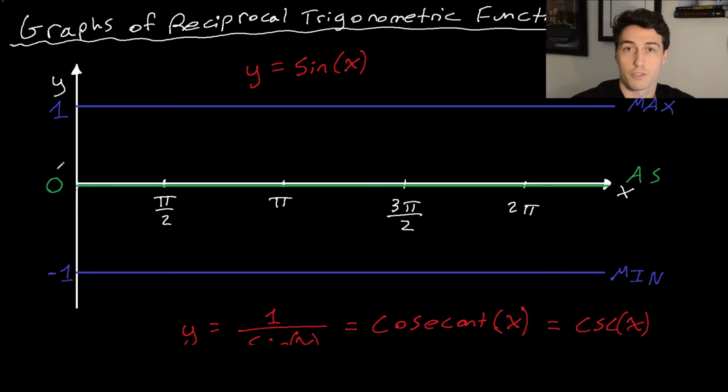So for these reciprocal trigonometric functions, like I said, they're all based on the primary trigonometric functions, which are sine, cosine, and tangent. Here we're going to go through the sine of x graph, and then we're going to use that to show what the reciprocal of that would be, and in this case, it's cosecant.